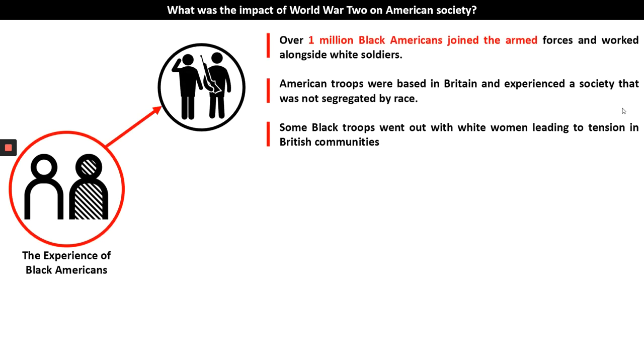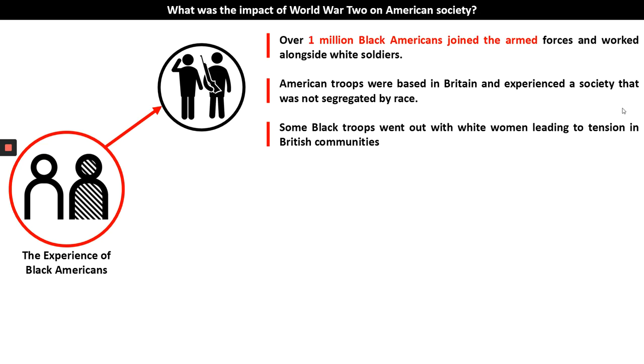Over 1 million Black Americans joined the armed forces during World War II and worked alongside white soldiers, although the American army was segregated, split into units of Black and white soldiers. Now, many American troops were based in Britain and experienced a society that was not segregated by race. In Britain, there were not segregation laws officially. Now, they experienced a much better society.